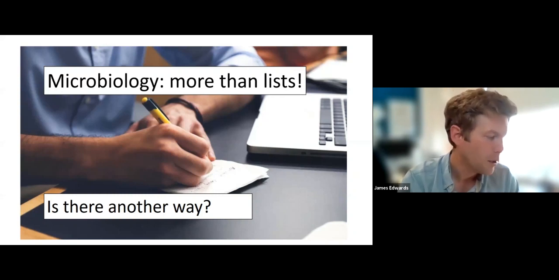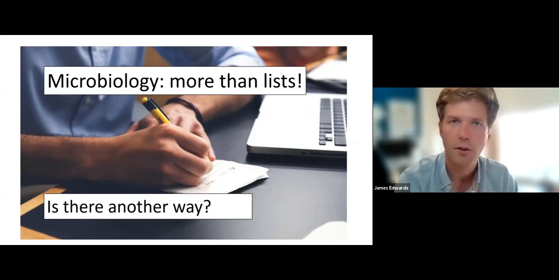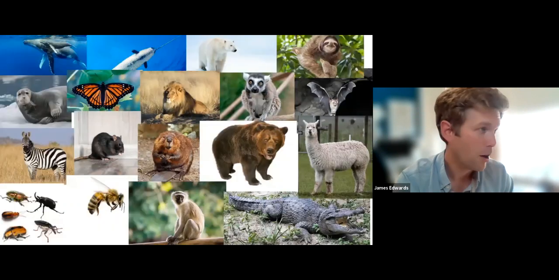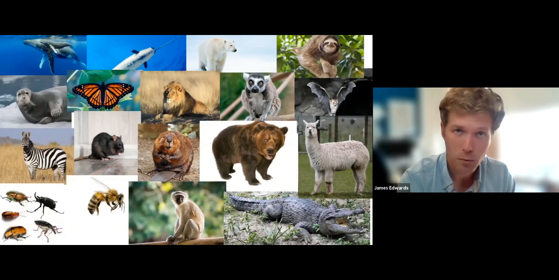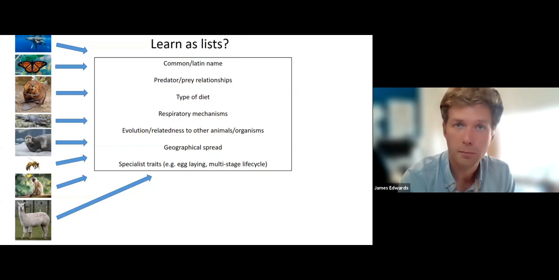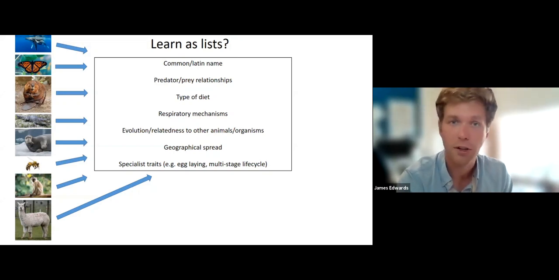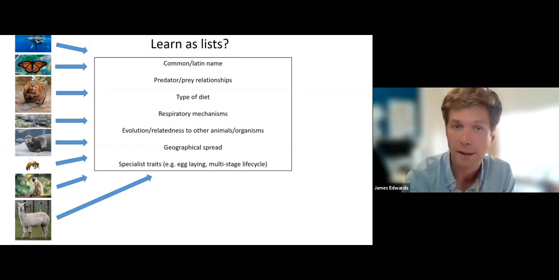Is there another way? Well, we can demonstrate this with another analogy by thinking about life on Earth. Here I've just picked a bunch of random animals and insects and other things. And again, we could go about the same thing. We could look at these things and organise them by lists, and we can certainly ask some very sensible questions. So we can think about common names.